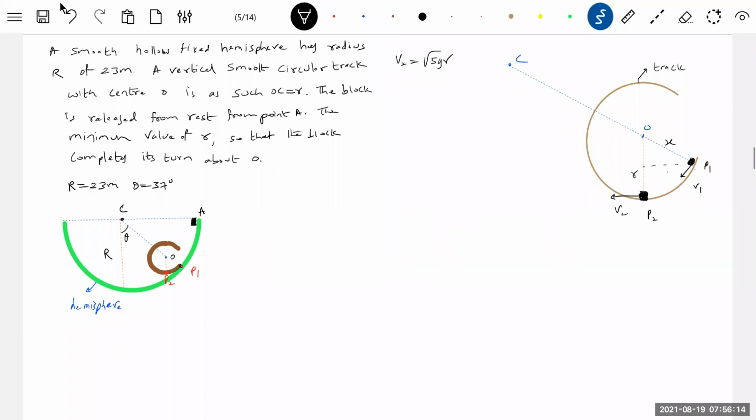Okay, this we will take as x. Sorry, this is r, no? Radius is r. This is r. This is theta. R cos theta. How to get the velocity v1?